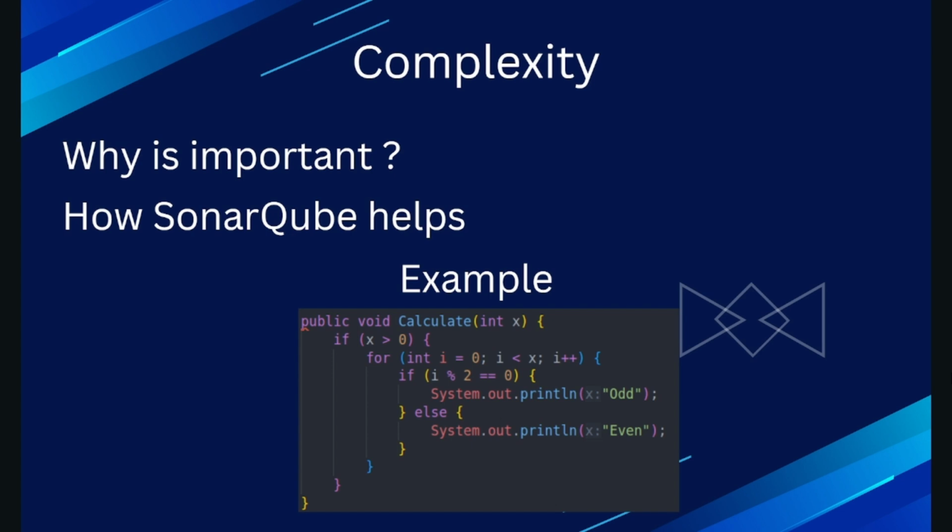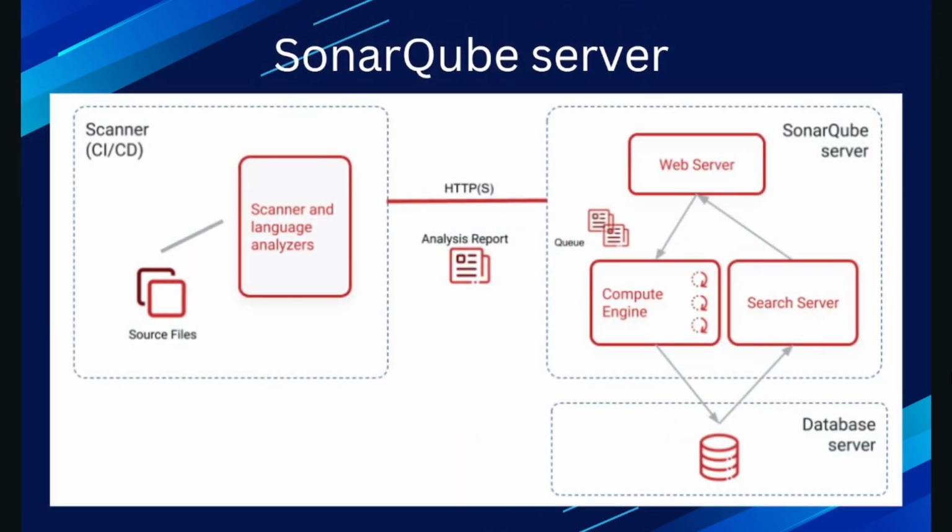So SonarQube helps to measure the cyclomatic complexity of each function and suggests, for example, reducing decision structures such as if, switch, etc. And in this example, this method contains excessive nesting, creating unnecessary complexity and reducing readability. So let's focus on SonarQube architecture. We'll be using the diagram shown on the screen and details from the official documentation as our guide.